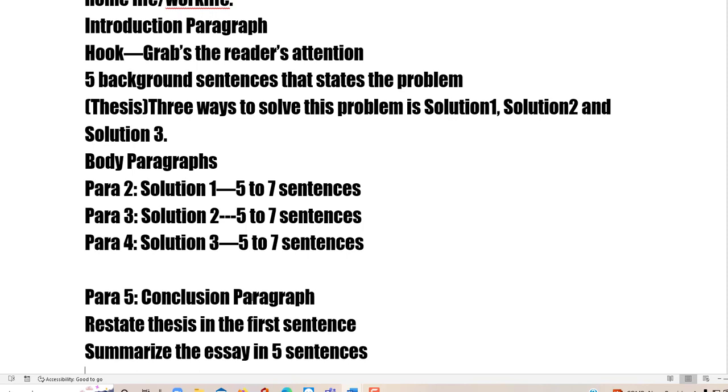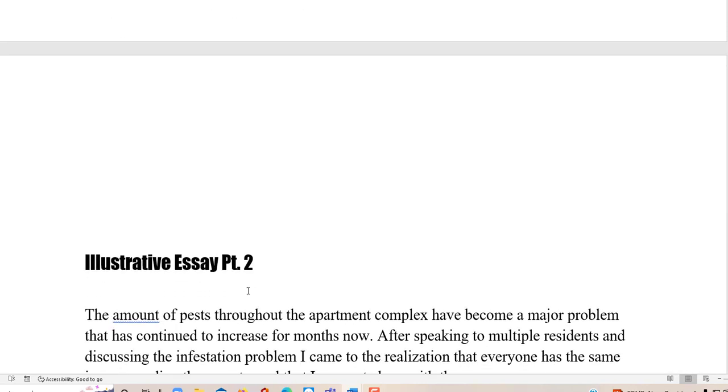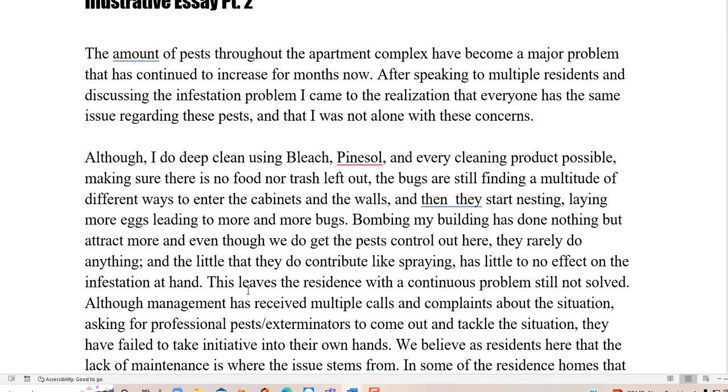I'm going to grab the reader's attention, and here you have someone's essay. The amount of pests throughout the apartment complex have become a major problem that has continued to increase for months now. After speaking to multiple residents and discussing the infestation problem, I came to the realization that everyone has the same issue regarding these pests, and that I was not alone with these concerns.